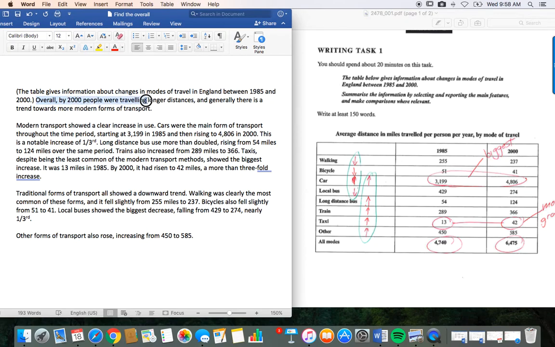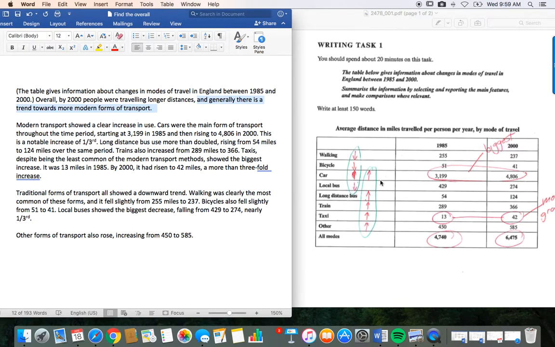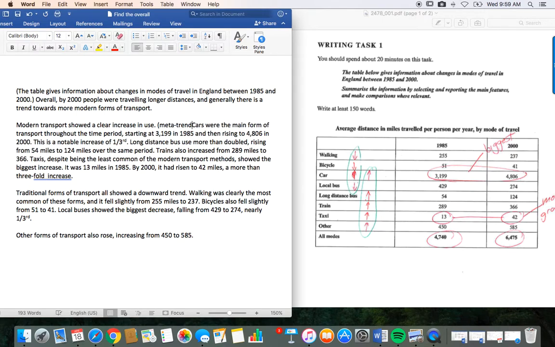Overall, by 2000, people were traveling longer distances. That's what I've noticed from here. And generally, there is a trend towards more modern forms of transport, meaning these modern forms are up. Modern transport showed a clear increase in use. All right, so you've got the meta trend. That's the big picture. Like that's one of the main things. That's how you should start the paragraph. Okay, this paragraph is talking about modern transport and increase. All right, first sentence should be clear.